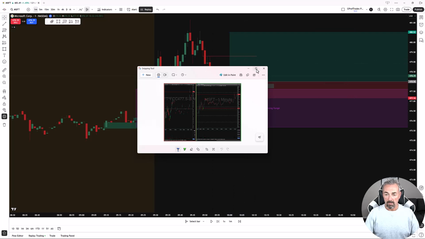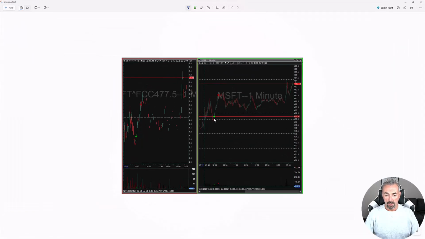So here it is on my DOS platform. So we can tell that the entry was right over here. I did have a level right here. It was right underneath PDC, which I usually don't go long right below PDC. But at this point, with my stop being just underneath here, I felt confident that we're going back to the high of day. So there's the actual trade.